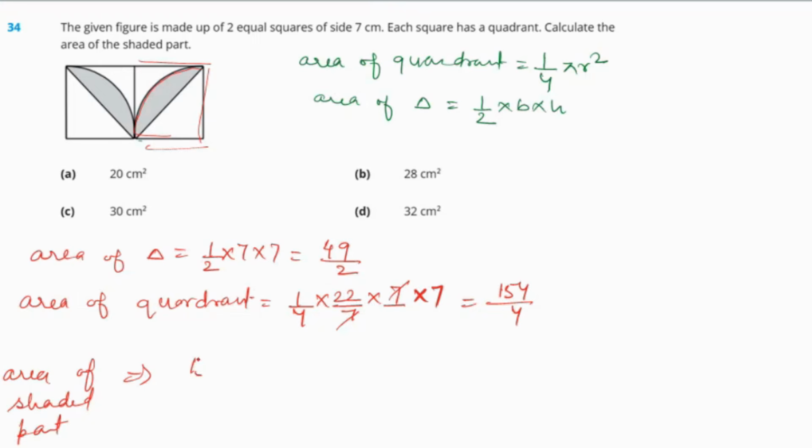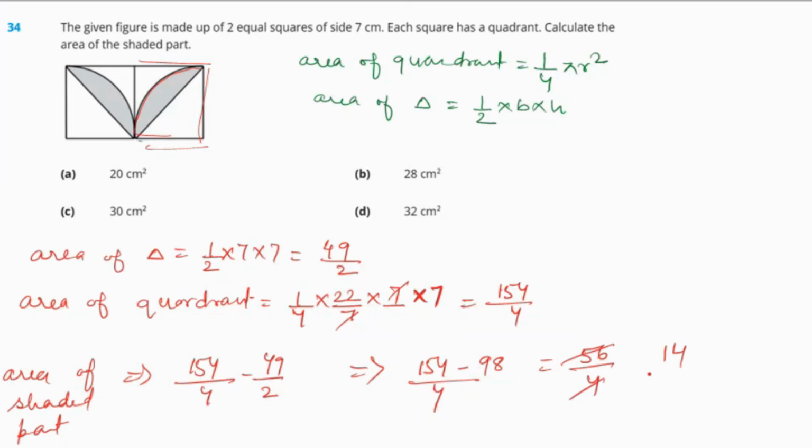That equals 154 by 4 minus 49 by 2. If we solve it, the LCM is 4 only. So 154 minus 98, we get 56. 56 by 4 we get as 14. And there are two shaded portions like this. So 14 plus 14 gives us 28 centimeters square. So the answer is option B, 28 centimeters square.